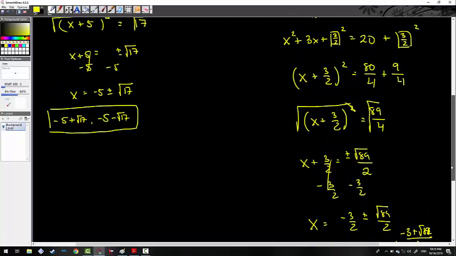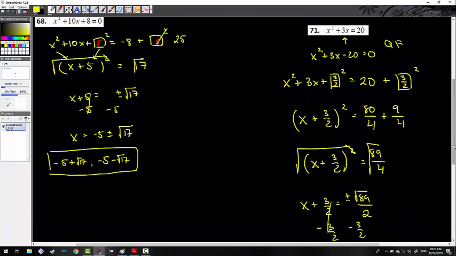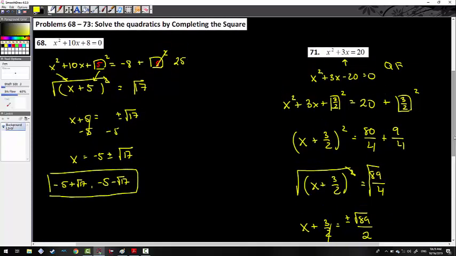Having said that, I believe the quadratic formula is a better tool for 71, but that is a style point that is entirely up to you.